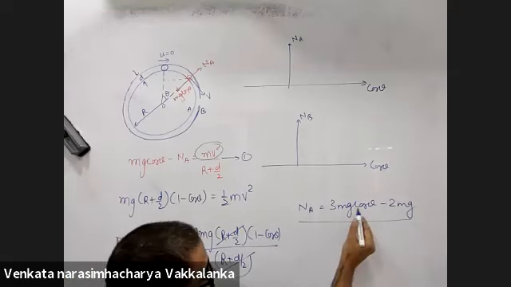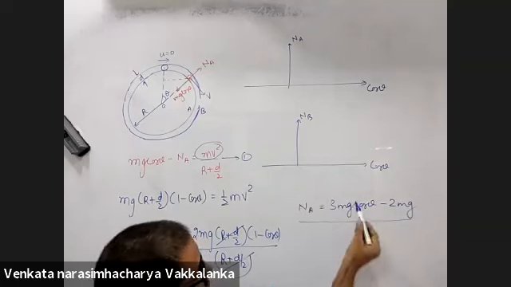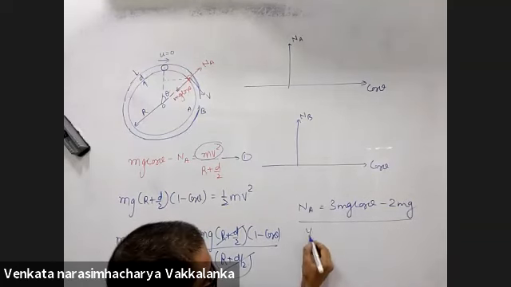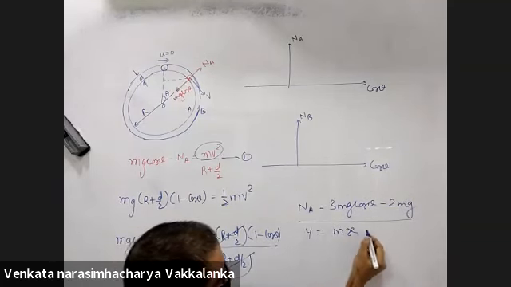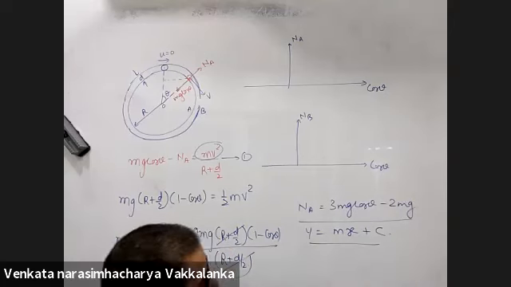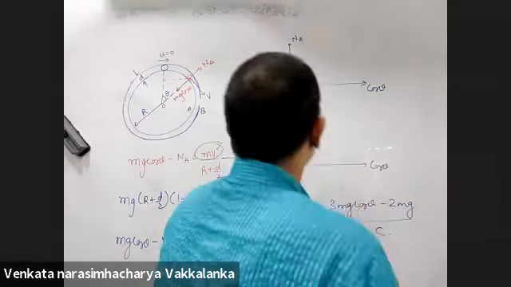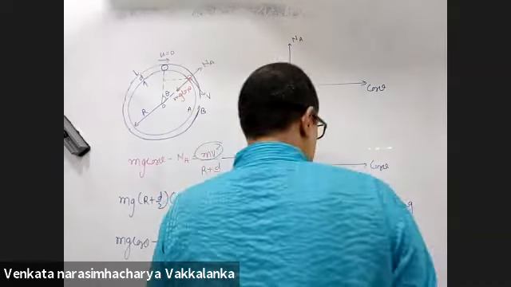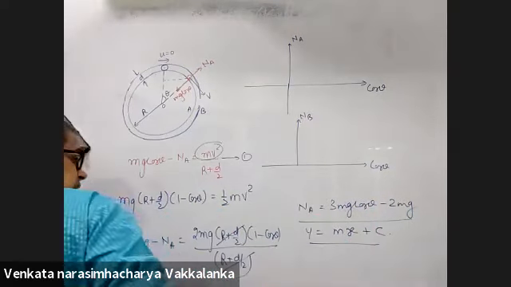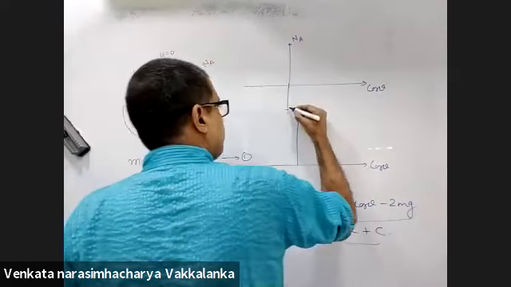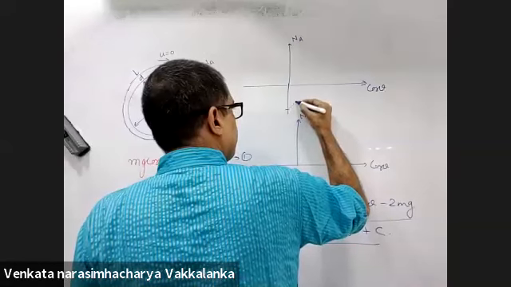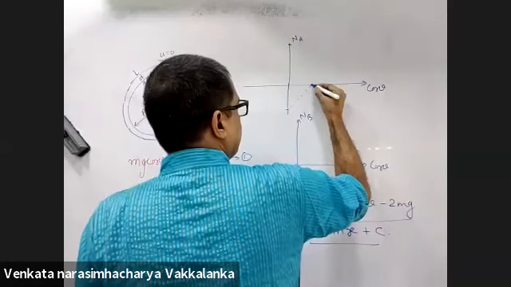Can I see this? Have a look. You want cos theta on the x-axis, with theta being 0, for y equal to mx plus c. We got the slope 3mg. Now, where will the graph start from? From the y-intercept. How much? Negative 2mg. When we put x equal to 0, we get the y-intercept, right?